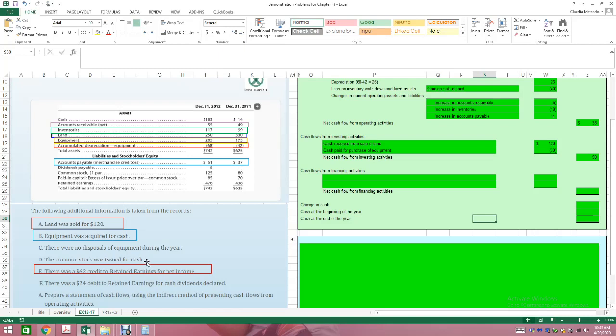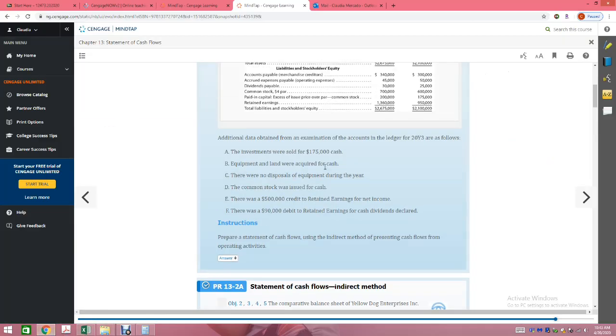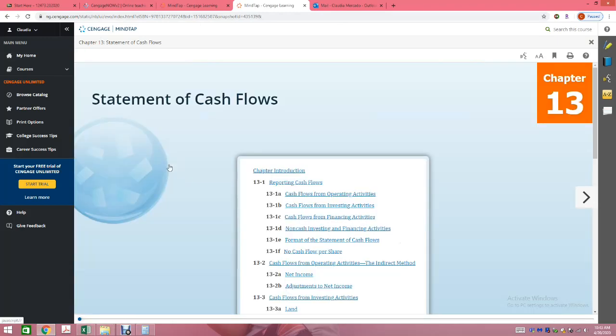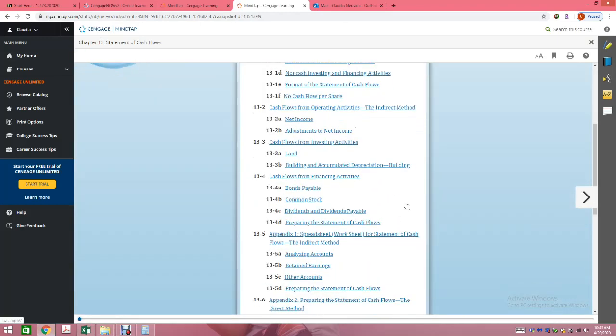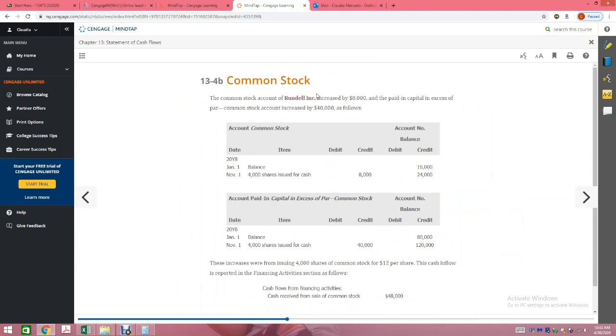So, if you look at page 620, let me go into the section here on your ebook. If you look at section 13.4 of your book, it talks about common stock. We are issuing common stock. When we issue common stock, you need to look at two accounts: your common stock account and your paid in capital account.